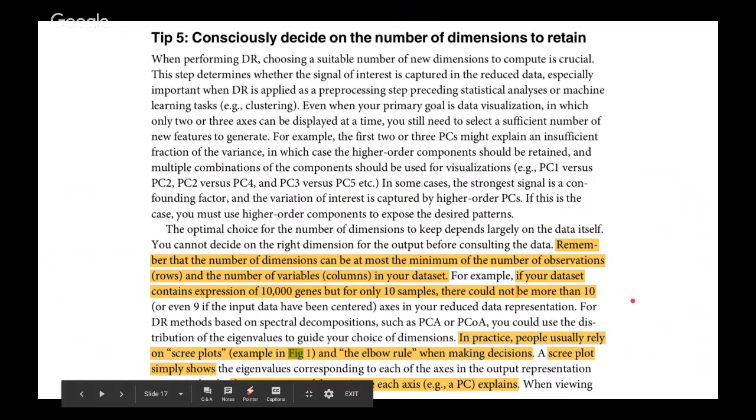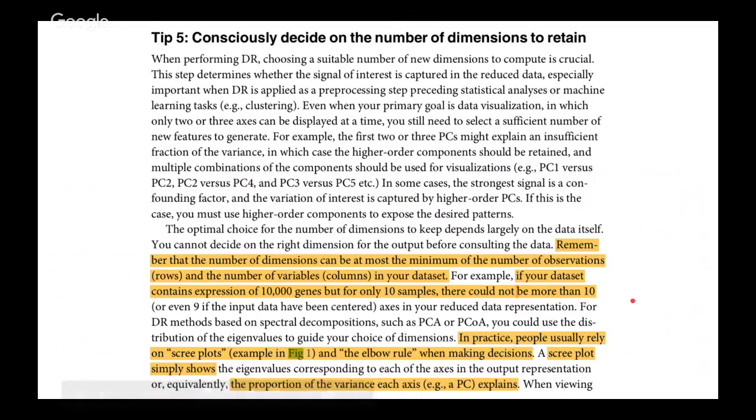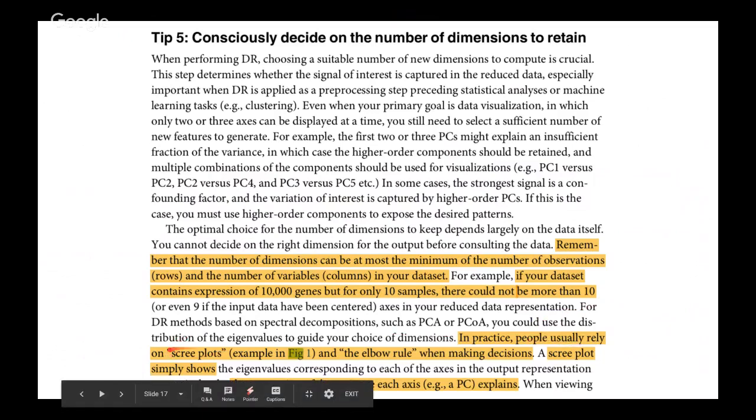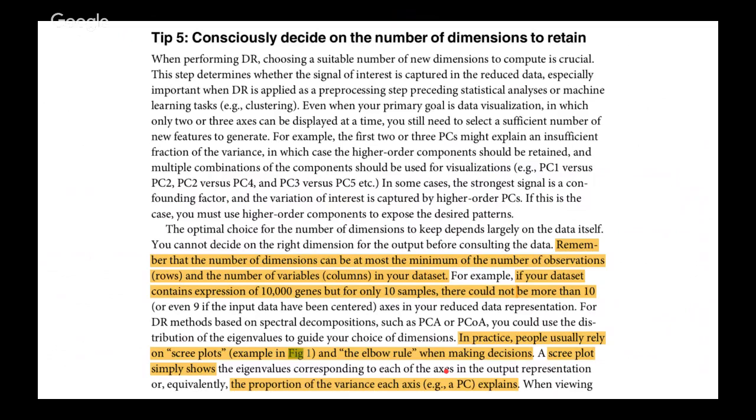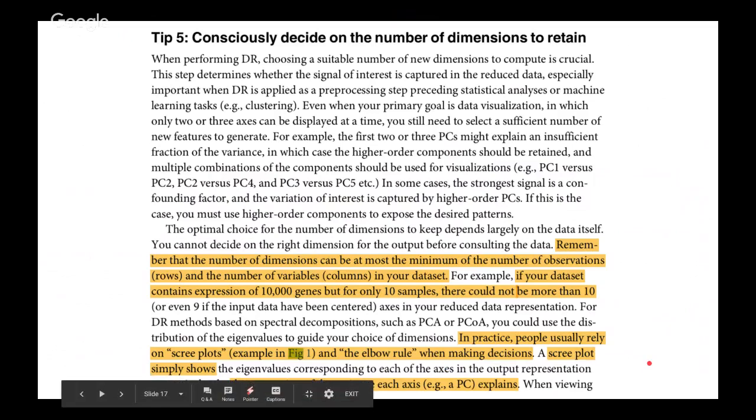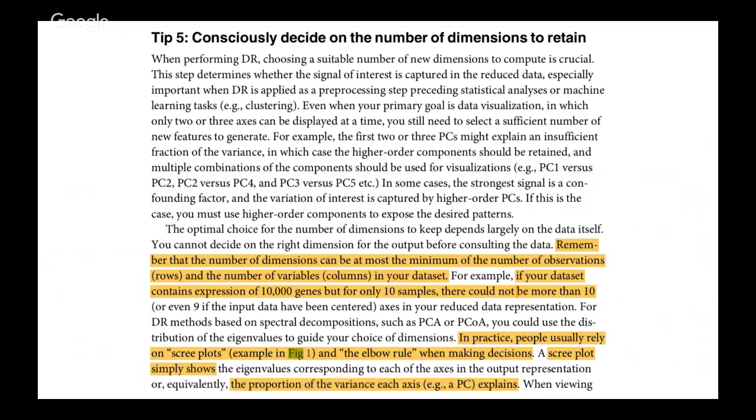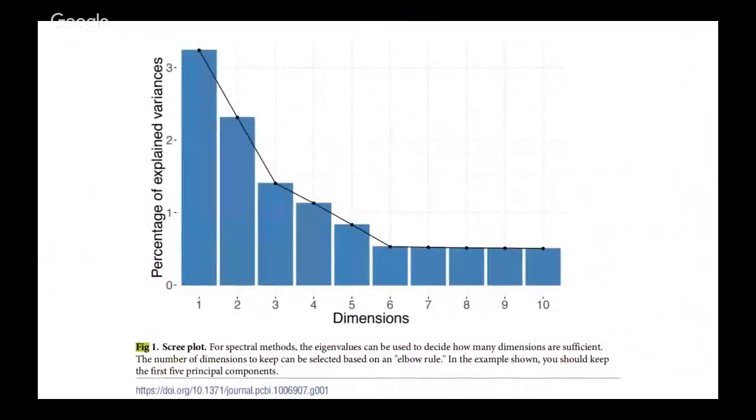How do you know how many reduced dimensions to keep? Well, in practice, people usually rely on what they call scree plots and the elbow rule when making decisions. A scree plot simply shows the eigenvalues corresponding to each axis in the output representation, or the proportion of the variance each axis in a PCA, for example, explains.